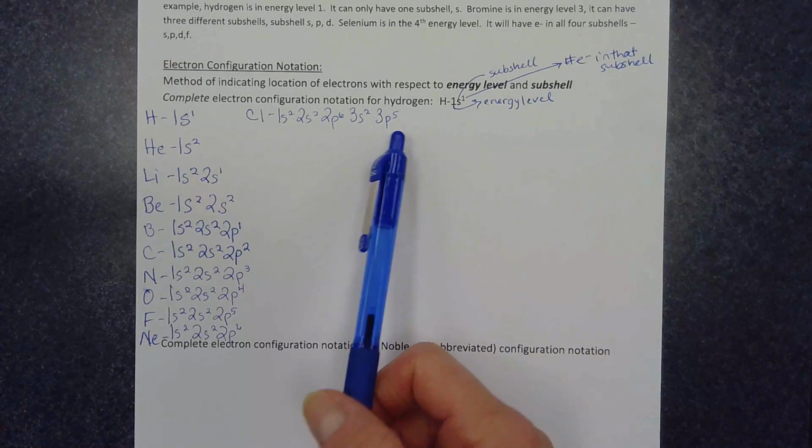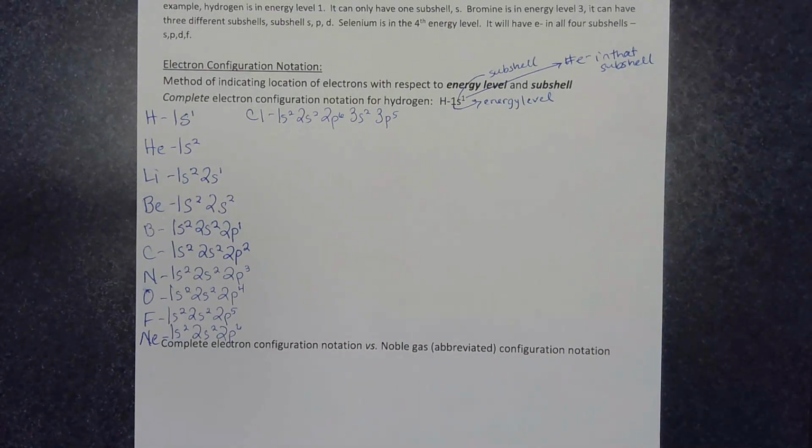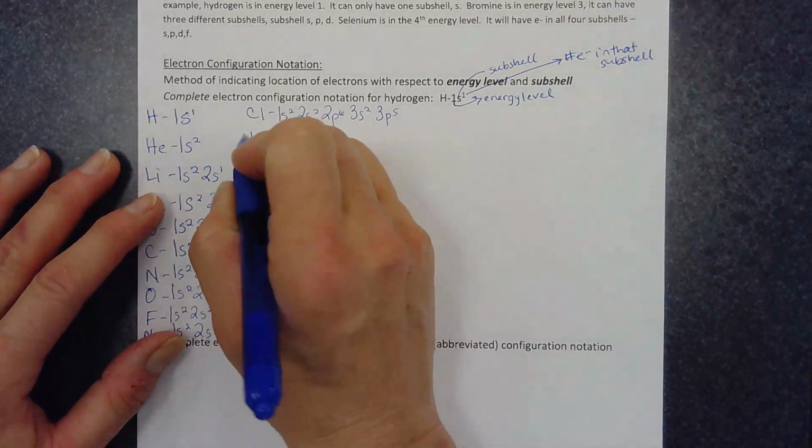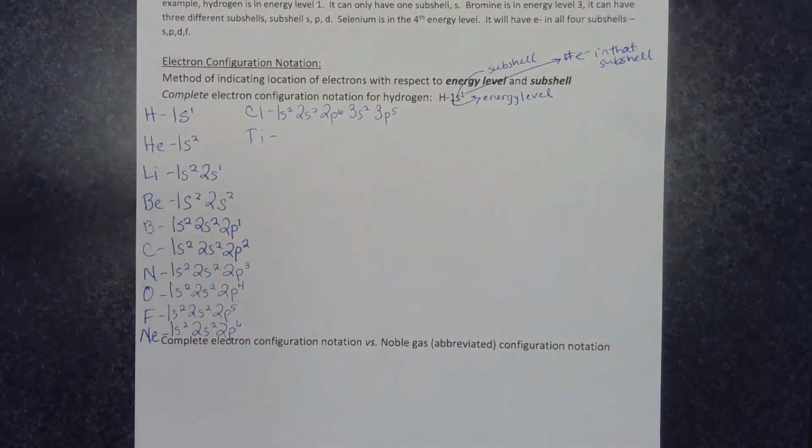Okay. All right, go to titanium. I want to see if you can follow the rules. Pay attention to your periodic table. Do titanium, pay attention to your periodic table. You wrote down what to do when you get to that area. Pay attention.